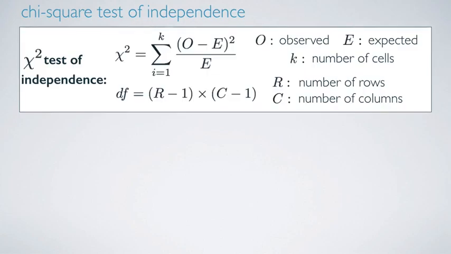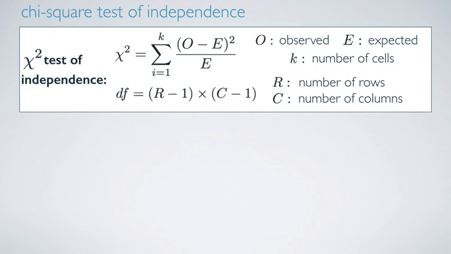The mechanics of the chi-square test of independence is very similar to the chi-square goodness of fit test. In fact, we calculate the chi-square test statistic in exactly the same way. For each cell, we look at the observed minus the expected, squared, divide by the expected counts, and we add this up over each of the cells.